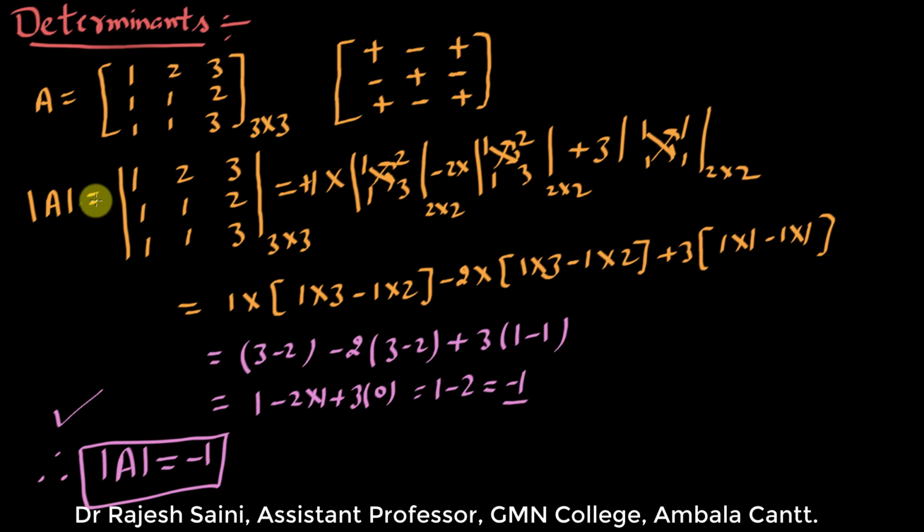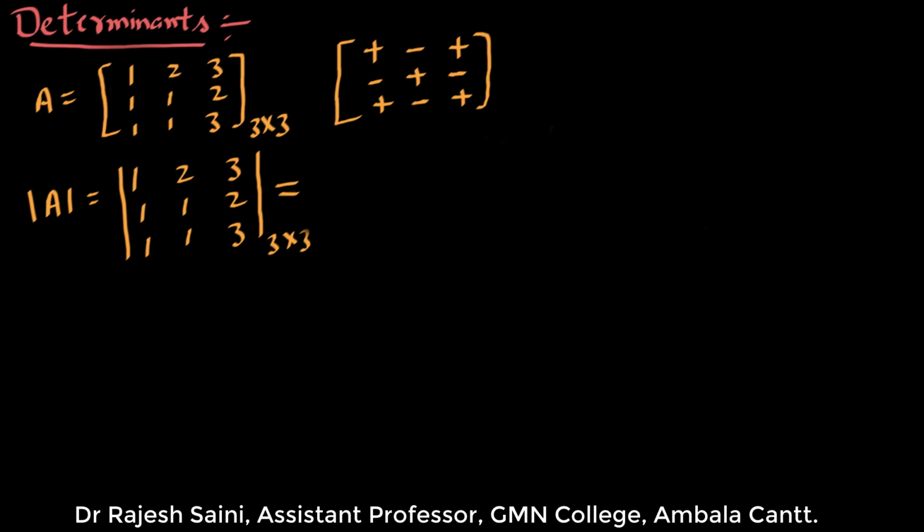We can also find the value of the determinant by expanding it along any other row or any other column. So you can try it. So I will expand it also along column number 1, and we'll see what we get, whether the result is again minus 1 or not. So I am going to remove this from here and expand it along column number 1.